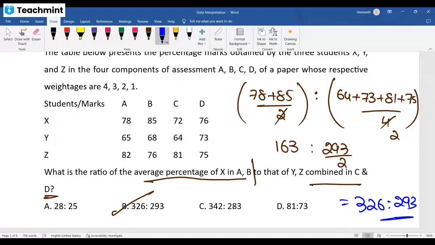You check this once. Okay. They said average only. Here and there both have. That's a continuation statement: average of X in A and B. That average value. Where we need Y and Z combined in C and D, average with respect to the average of those. So here average and ratio both are covered. In this question, average is there, ratio is there, both covered. So we got option B, 326 and 293.